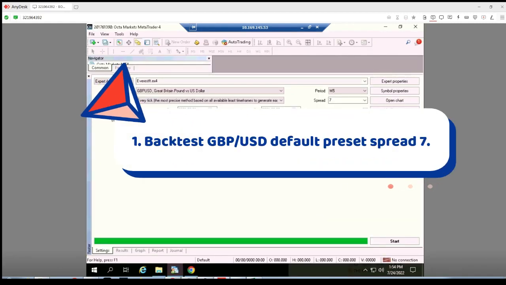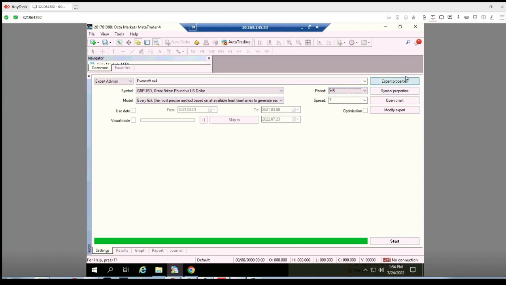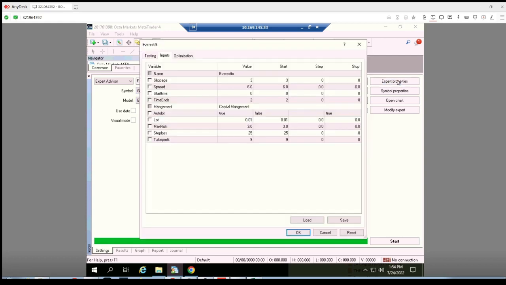1. Backtest pound sterling to US dollar default preset spread 7. First I will show you the expert advisor working with standard settings with spread 7. Standard expert advisors are recommended to use small spreads. You can adjust the broker you are using to change to the type of zero spread or low spread.